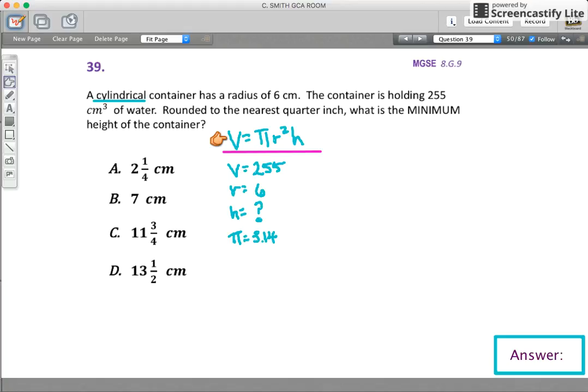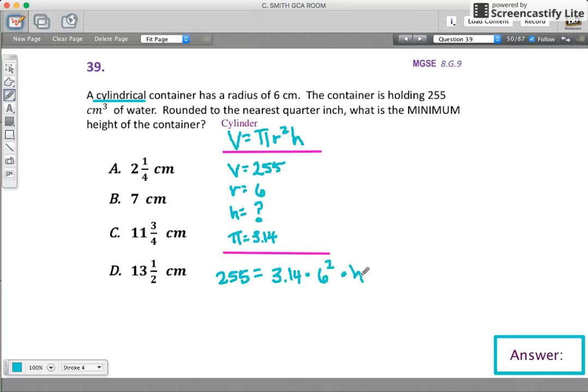Okay, so we've identified our figure and formula. It's a cylinder. We've defined our variables. Our next step is to substitute and solve. So for volume, we're going to plug in 255. Pi, we're going to plug in 3.14. Radius, we're going to plug in 6 squared. And then height, we're still looking for.